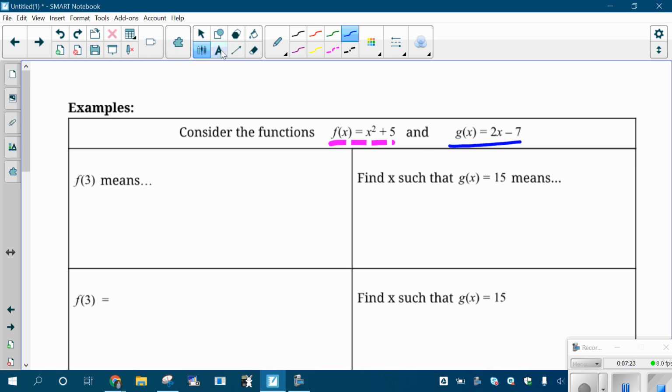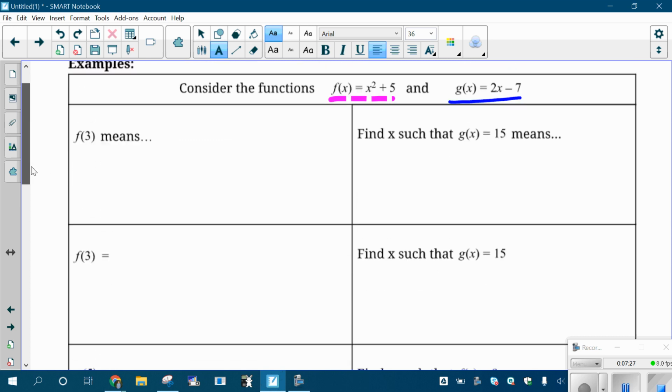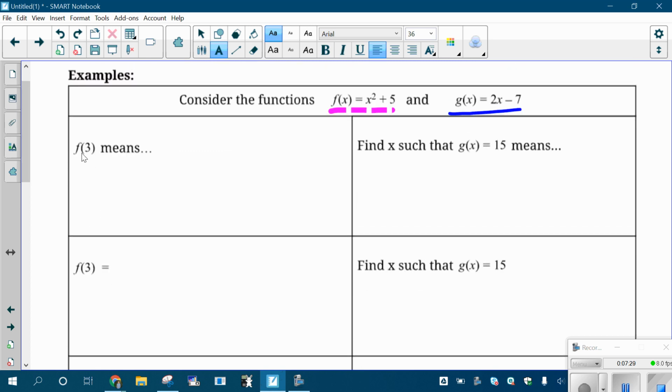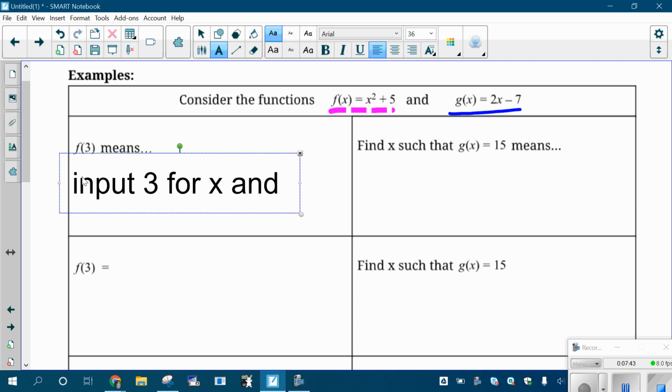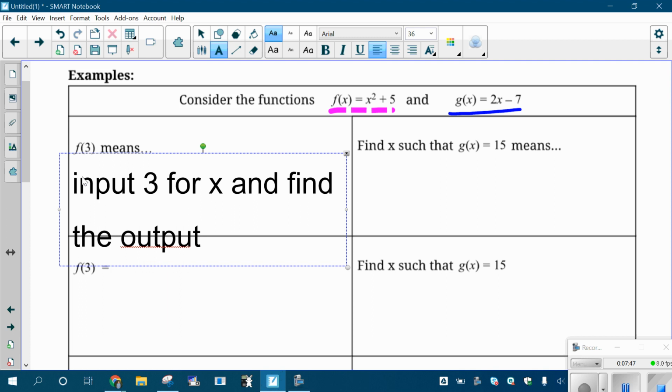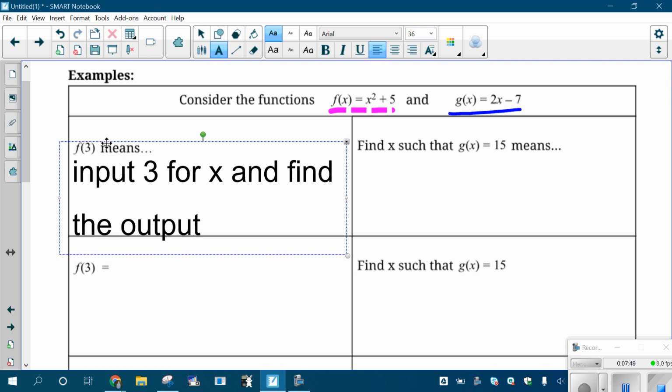So let's jump over here. I want to look at what this means, and then I want to actually calculate it. So again, the way to read this is f of 3. Don't say f parentheses 3. F of 3. And what it means is input 3 for x and find the output. That's what it means. Input 3 for x and find the output.